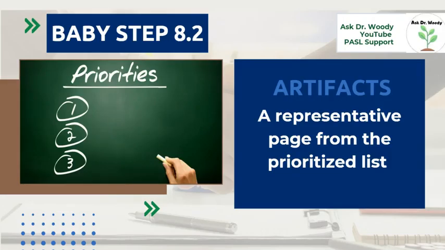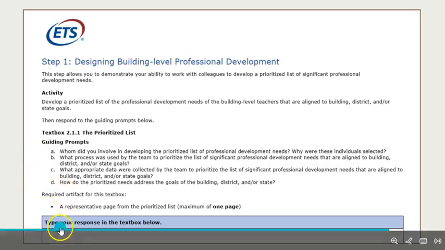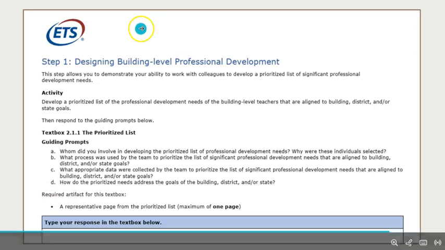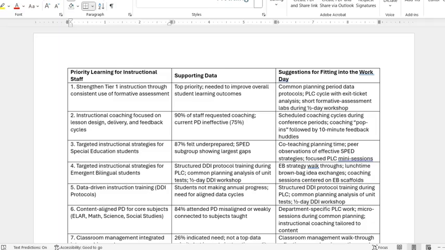So your next little step on 8.2 is to create what they called a representative page from the prioritized list. So here's how it looks on the task on PASL. There's your prioritized list, prompts, and then here's where you also have to link your representative page. So let me show you. I put one together for the plan I'm working on. And this is what mine looked like. Yours does not have to look like this.